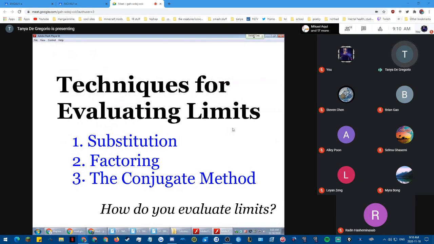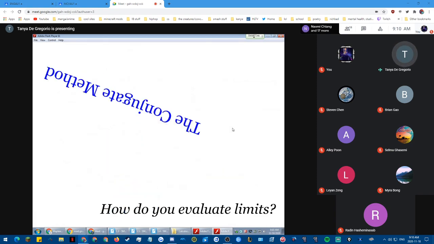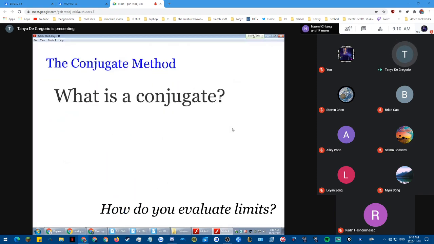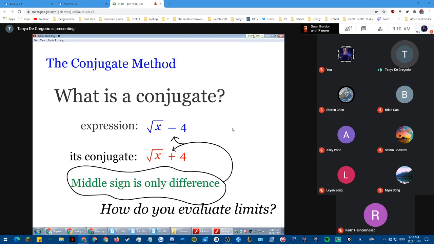If the substitution method fails and the factoring method fails, you're not without hope. You can still try the conjugate method. Before we talk about the conjugate method, though, we might as well figure out what a conjugate is first. Take a look at this expression. The square root of x minus 4. Now, this is a plain old two-term expression. However, it is easy to make a conjugate. All you do is change the negative sign in the middle to a positive sign. The conjugate of the square root of x minus 4 is the square root of x plus 4. That's all there is to it.